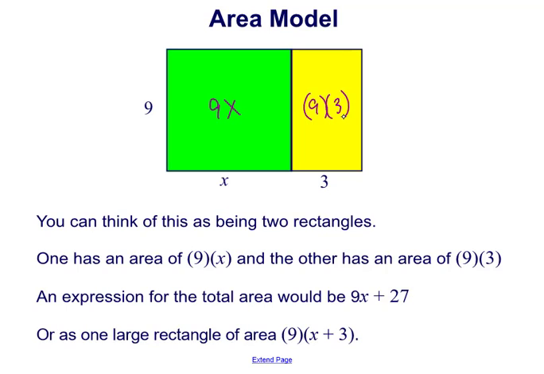An expression for the total area would be to add them together to find the sum. So 9 times 3 is 27. So that would be 9x plus 27. Or you can think of this as one large rectangle, and you can have the length times width be 9 times the whole side of x plus 3.